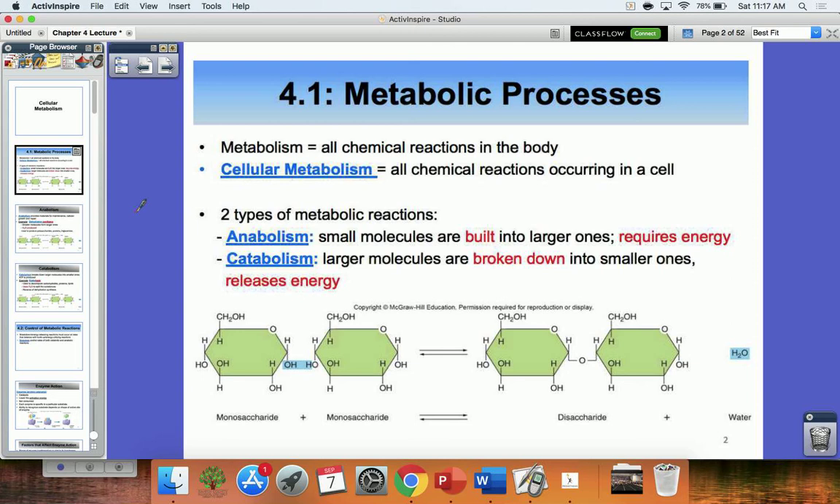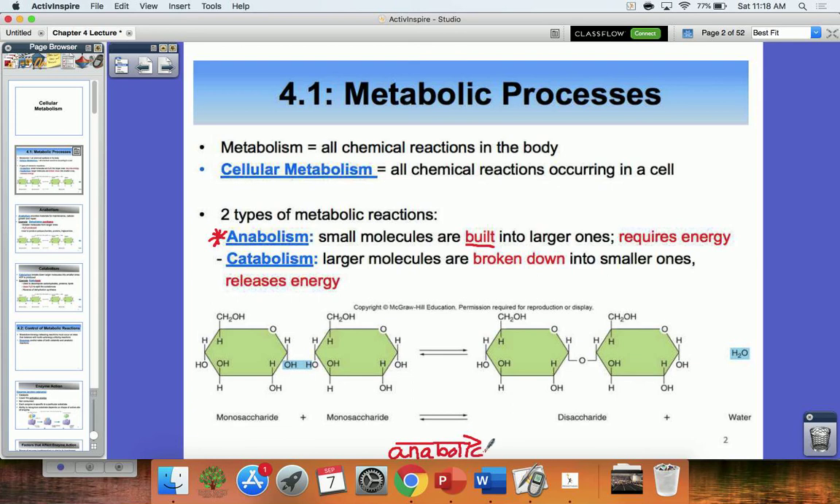The main difference between the two is that with one, you are building molecules, and the other, you are breaking molecules down. So with anabolism, you are taking molecules and putting them together to make a larger molecule. So you're building molecules. So we look at the example at the bottom. If the reaction was going in this direction, meaning we're taking two monosaccharides and making a disaccharide, that would be an anabolic reaction.